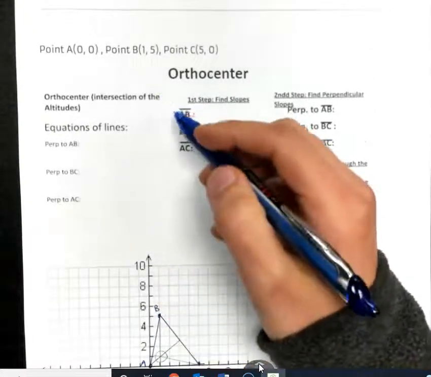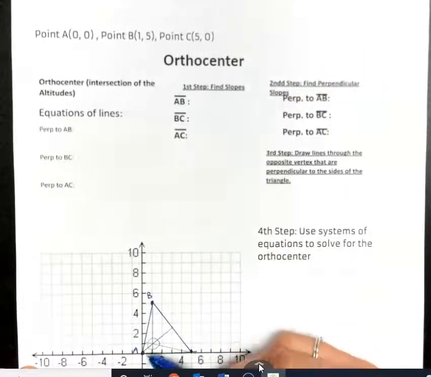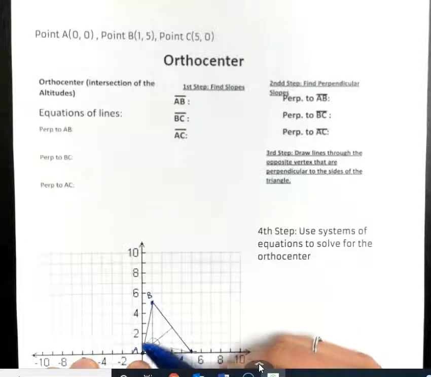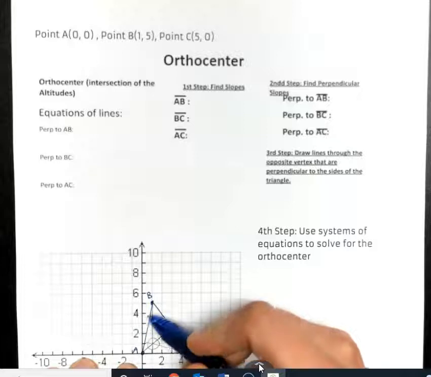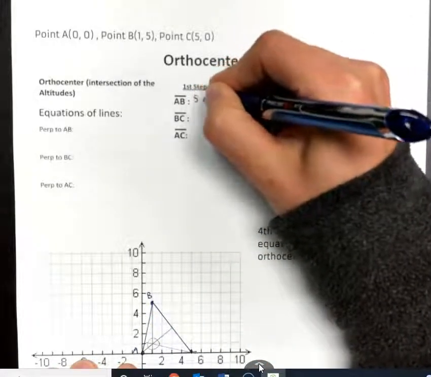So for the math part, the first thing I got to do is find the slopes. So slope AB, what I'm going to do is rise over run. So my rise, this goes up by 5, and up is a positive direction, so positive 5, and it goes to the right 1. So 5 over 1 is my slope. 5 over 1, that's just 5.